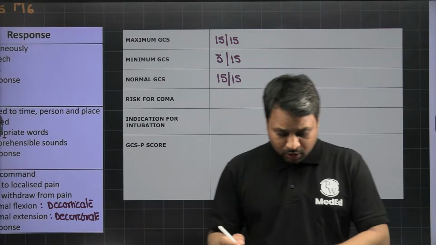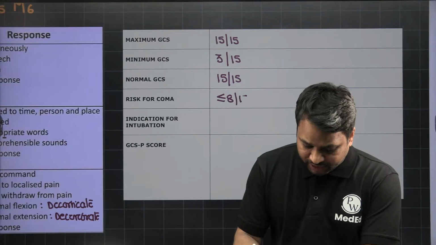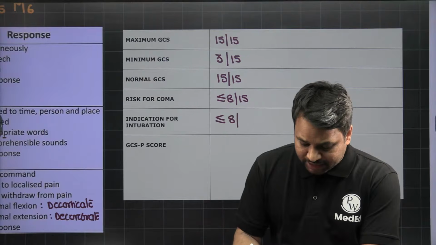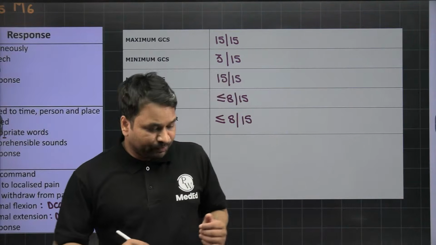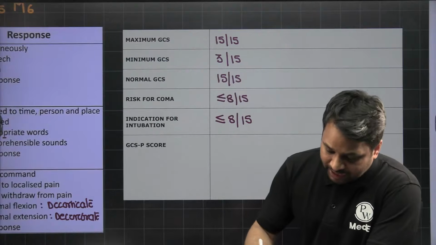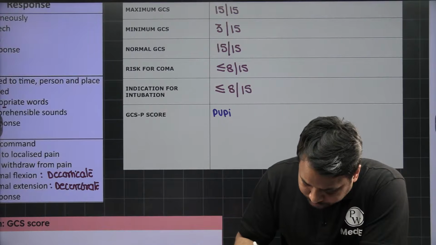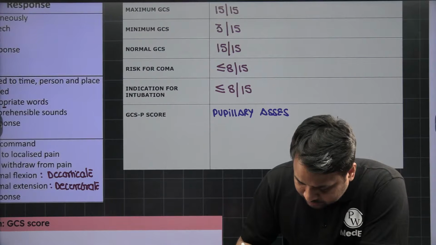ठीक है. Now, what is the risk for coma if the GCS is less than or equal to 8/15? When there's a risk for coma, you have to intubate. So the indication for intubation is less than or equal to 8/15. Now there's something called a GCS-P score. In a GCS-P score, we add P. The P stands for pupillary assessment score.